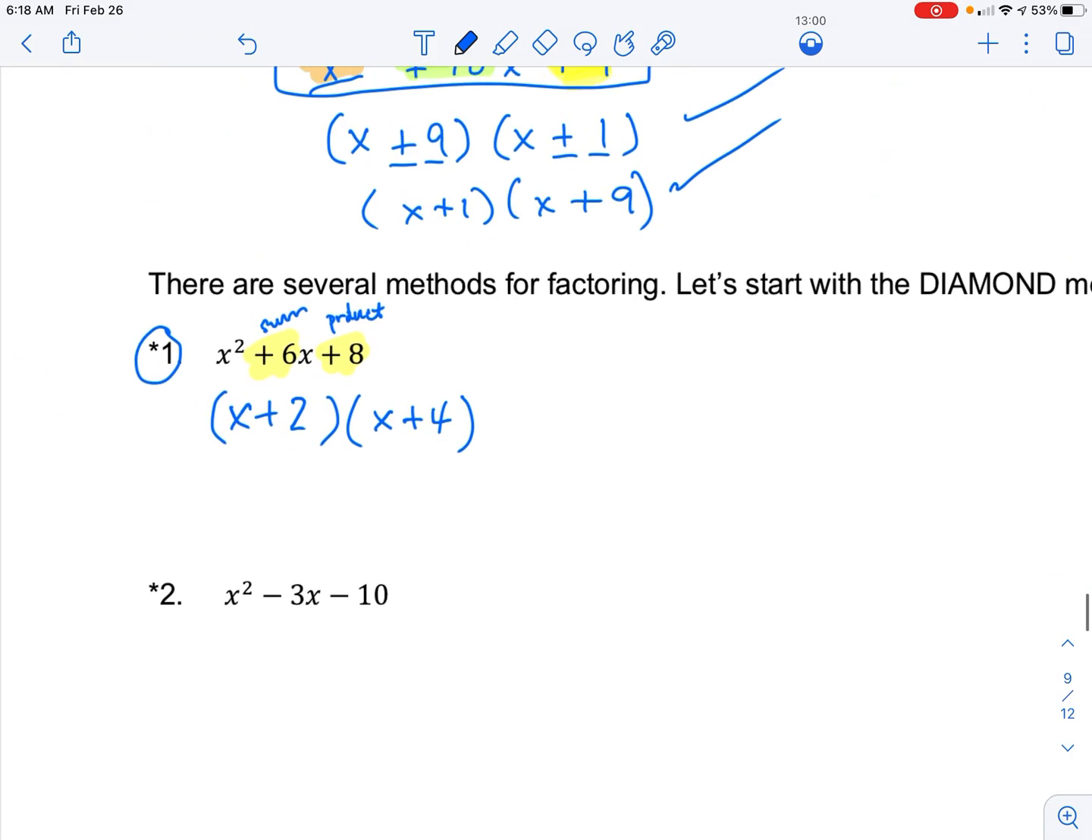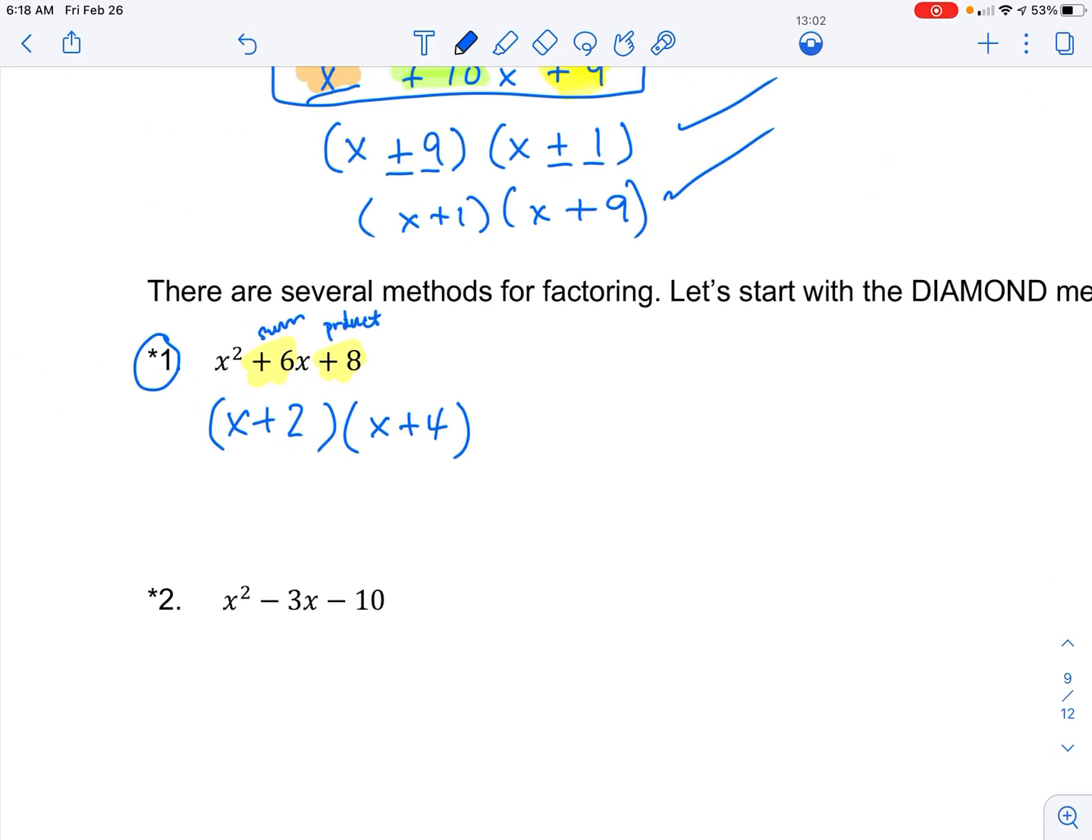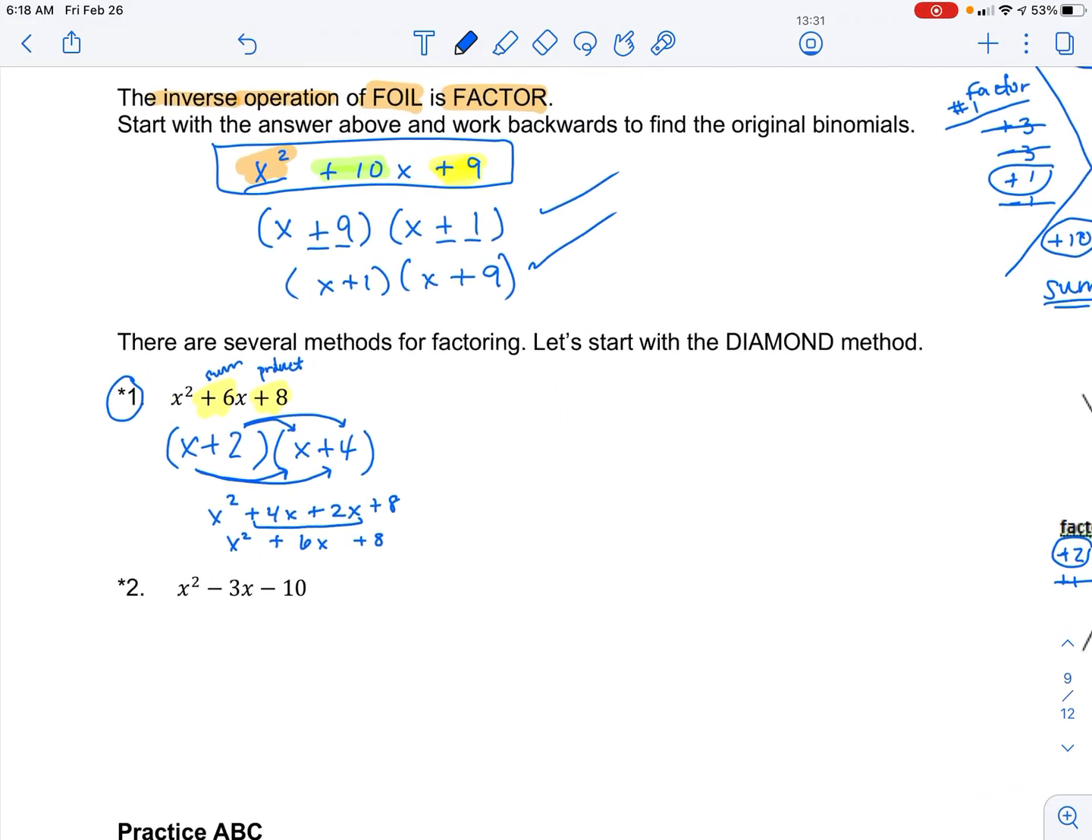Okay, and you can double check this too. You can go back to the trinomial. Let's do that. So if I did x times x, FOIL method, x times x is x squared. X times a positive 4 is 4x. 2 times x is 2x. And 2 times 4 is a positive 8. So we add our x terms together right here. We get plus 6x plus 8. So you're already back to the original trinomial form. And that's how you factor a trinomial.